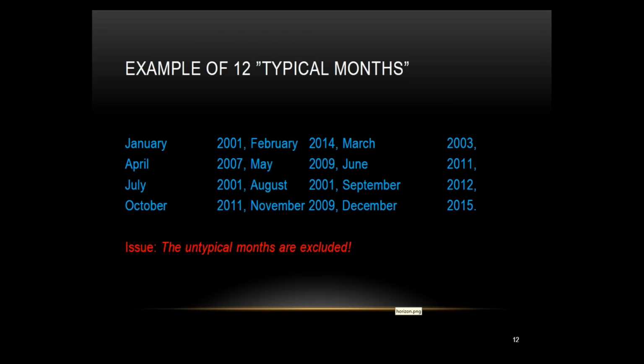So a main issue here is, of course, that all the untypical months are excluded. And they are actually interesting when you want to do simulation of your solar energy system, because they will happen in the real world. You'll not only get typical months in the future, so you are missing out on those when you use this type of data set.